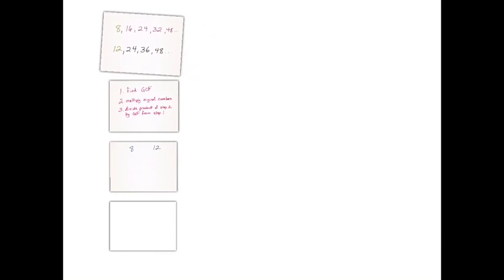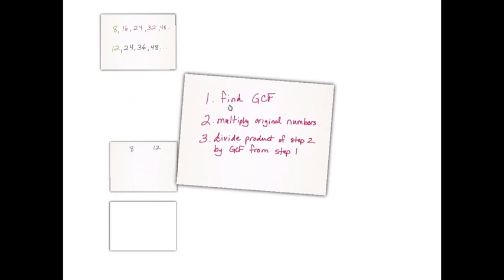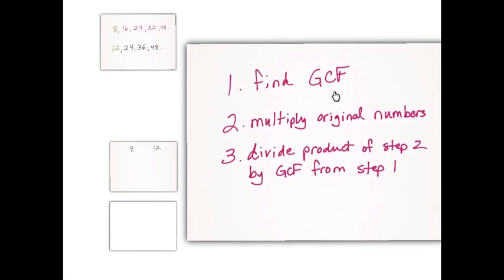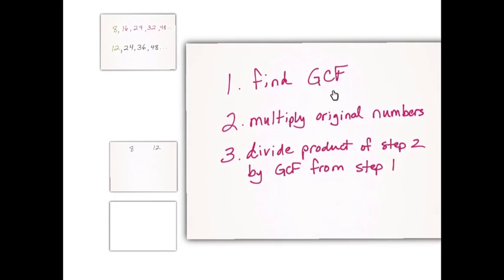A different method we could use to find the least common multiple is first to find the greatest common factor of the numbers we're trying to find the least common multiple for, multiply the original numbers, and then divide the product of step 2 by the greatest common factor from step 1. What does that all mean? Well, let's take a look.